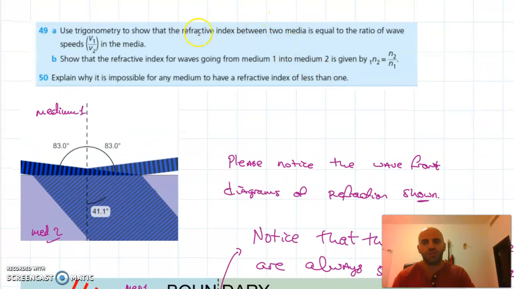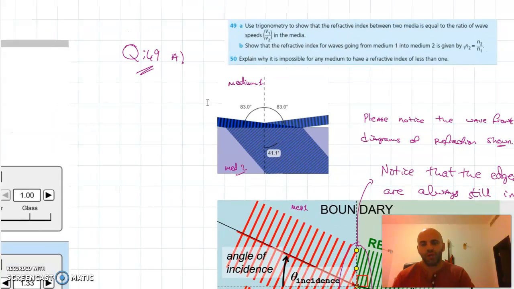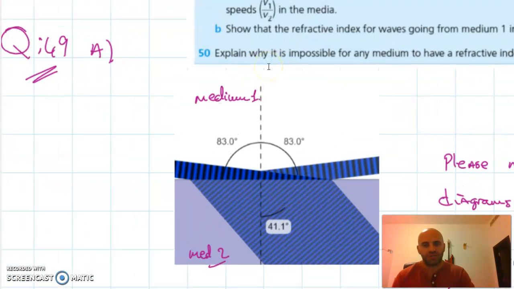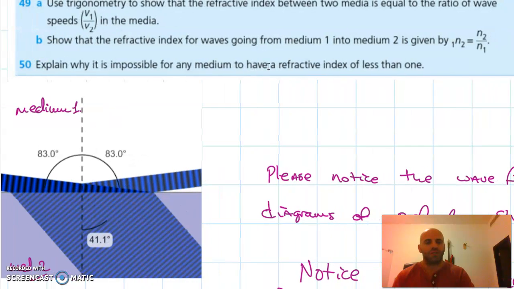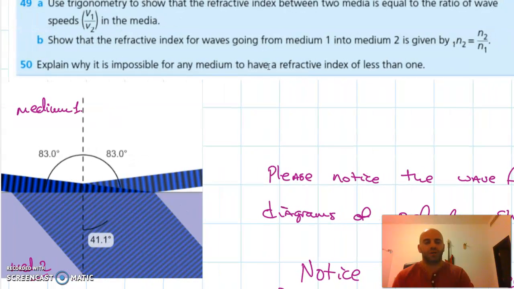Use trigonometry to show that the refractive index between two media is equal to the ratio of the wave speeds, v1 over v2, in the media. And then part B says, show that the refractive index for the waves going from medium 1 into medium 2 is given by 1n2, or n2 over n1.